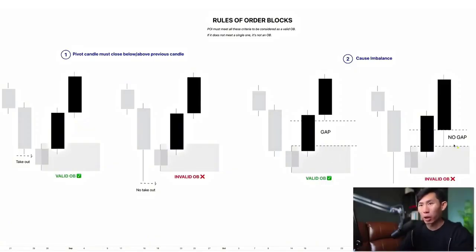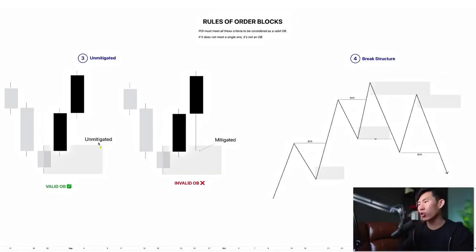And then in this example right here, there was actually no gap, because if you look at the high of this pivot candle and then you look at the low of the next candle, in this case, it's pretty much at the exact same price, right? So since there is no gap right here, this order block cannot be considered as valid, therefore making it an invalid order block.